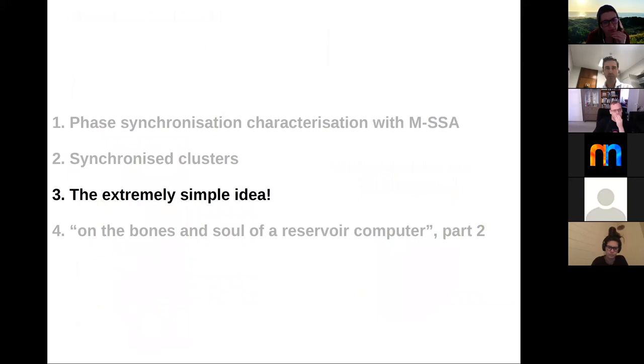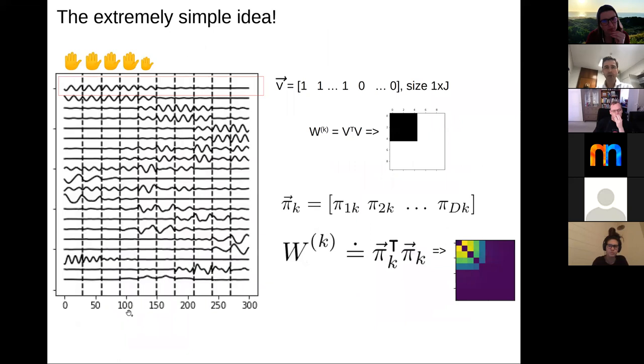So now the extremely simple idea. The same scenario as before. If you consider the raised hands and give a value of 1 for each hand, we have a row vector like this: 1, 1, 1, and 0, 0, 0, 1 until here, and 0 for the others. Size 1 times J, where J is the number of oscillators in your network.